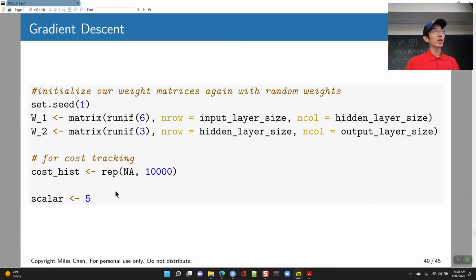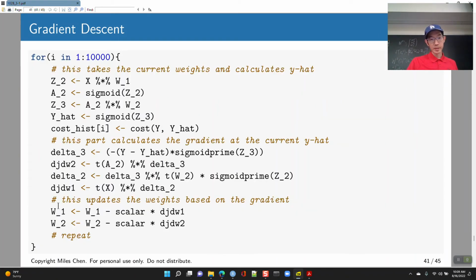And then to keep track of how our cost function is doing, I'm going to create a vector called cost history. And this is an arbitrary value. I kind of cheated, I already knew a good value here. But again, this is just the step size. When you do gradient descent, you multiply the gradient by a constant factor, a positive constant, and that will be your step size. Sometimes you have big step sizes, sometimes little step sizes. This step size kind of works. Okay, and this is the entirety of the gradient descent algorithm. It looks like a lot, but also it's not.